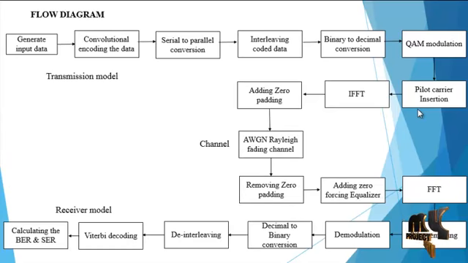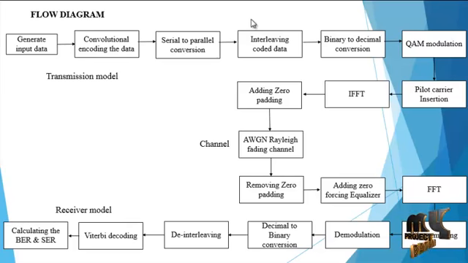Now let us discuss the flow diagram of the process. First of all, we generate the input data, which is randomly generated. This is the transmission model, then the channel, and then the receiver model. In the transmitter model, we generate the random input data, and then apply convolution encoding to encode the input data. Then there is serial to parallel conversion, where one input is turned into many outputs. Then the coded data is interleaved.